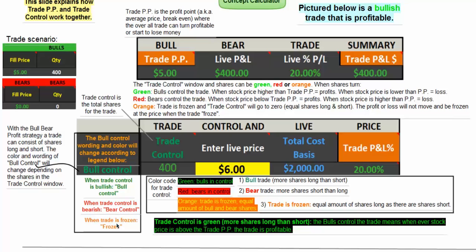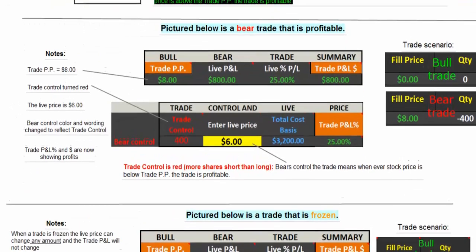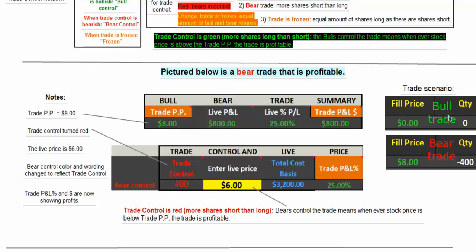And then when we scroll down to the next scenario where a trade is frozen, this window will turn orange and it will say frozen. So we'll scroll down here, and pictured below is a bear trade that is profitable. This is the scenario here. We have 0 shares for the bull trade and we're shorting 400. The negative denotes 400 shares short, and a fill price of $8, which shows it here. We have a trade profit point of $8.